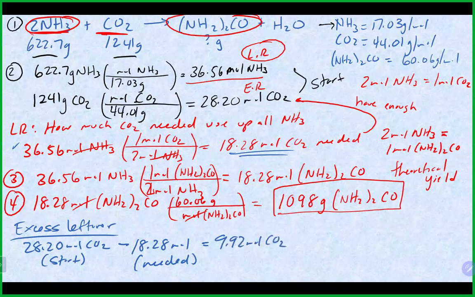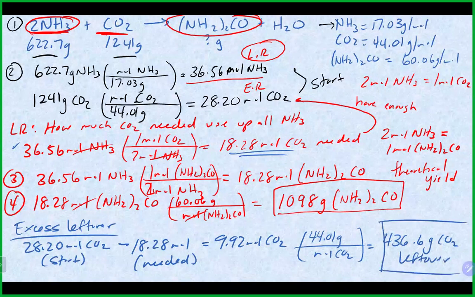moles of CO2, which we could use the molar mass of CO2, which was given to us, times it by 44.01, and about 436.6 is left over. So we started with about 1,200 or so grams of the CO2. In this reaction, we will use about 600, 700, 800 grams or so, and we'll have 400 of it left over. Any question on that?